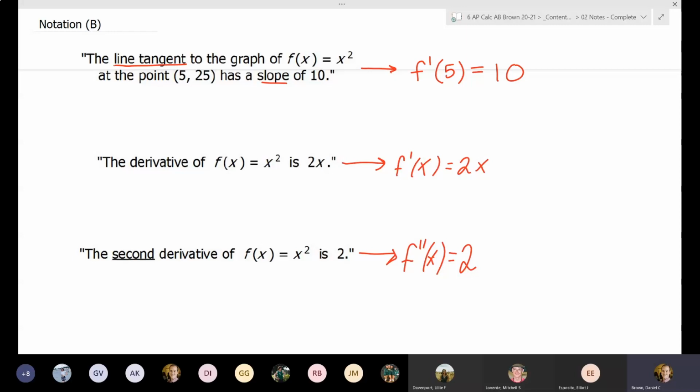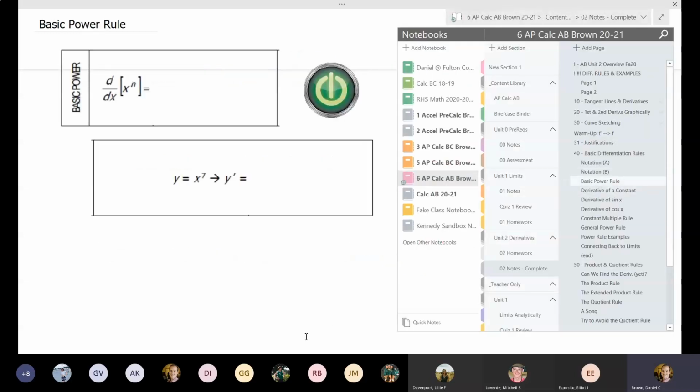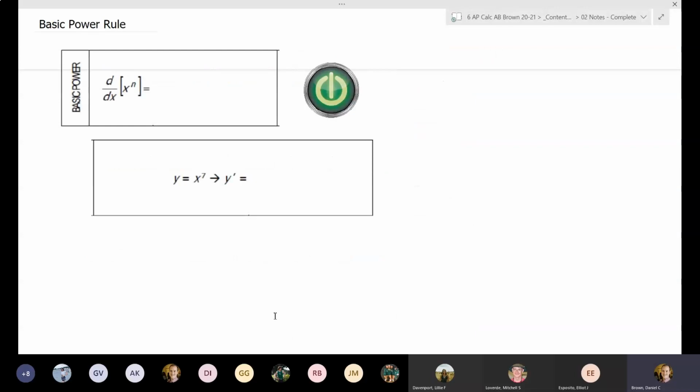And that just kind of links back to some of the concepts that we talked about, especially that first one. But what we're going to be looking at today is we're going to figure out why the derivative of x squared is 2x, and why the second derivative of x squared is 2. So the first rule that we're going to have to learn is called the basic power rule.